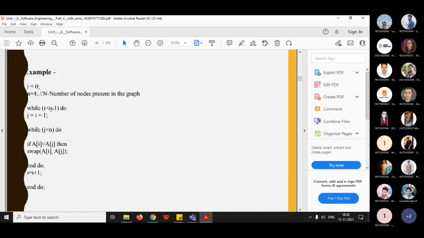While i less than n minus 1. So this is one condition. Next condition is, while j less than n. So this is another condition. That means two predicate nodes are there.